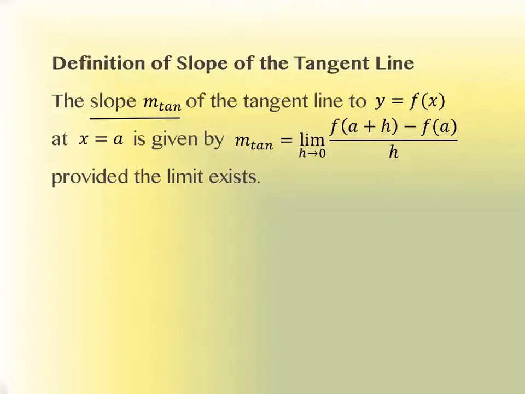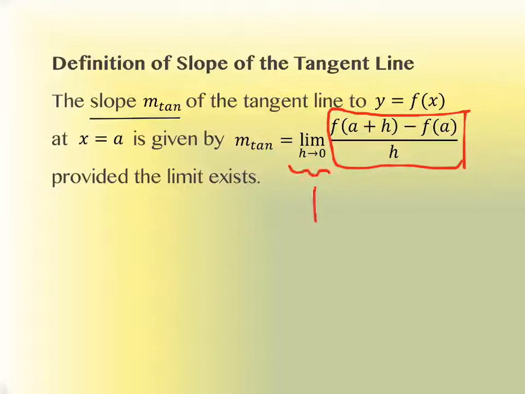So the slope, m tangent, of the tangent line to the graph y equals f of x at the x value of A is given by the limit as h goes to 0 of f of A plus h minus f of A over h. This part is exactly what we did on the page before.